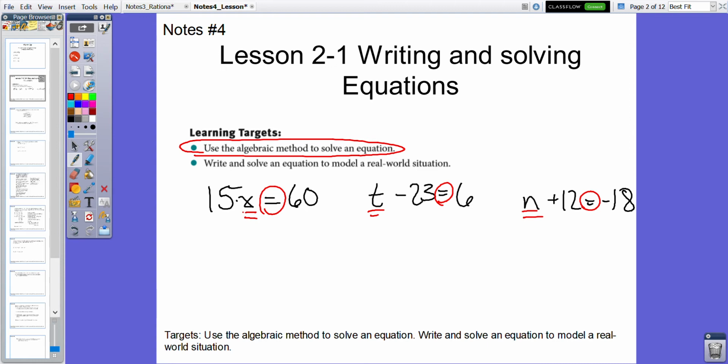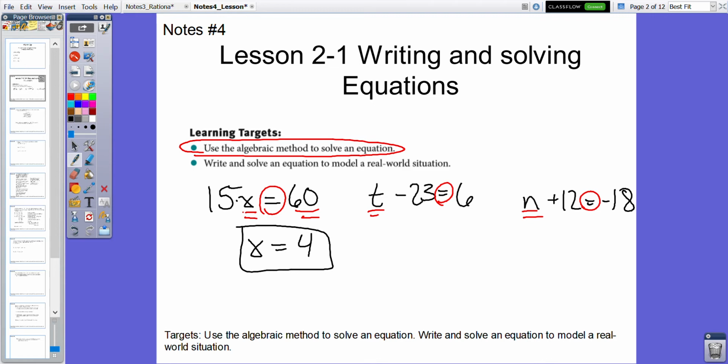For the first one, we have 15 times x, some number x, equals 60. Now, when we think about multiplication, let's think about our multiples of 15. 15, 30, 45, 60, 75, 90, so on and so forth. Notice how one of the numbers in my sequence is 60, which is the number on this side. And it's the fourth term of that sequence. That means that x has to be equal to 4. So there's our first solution, because 15 times 4 equals 60.